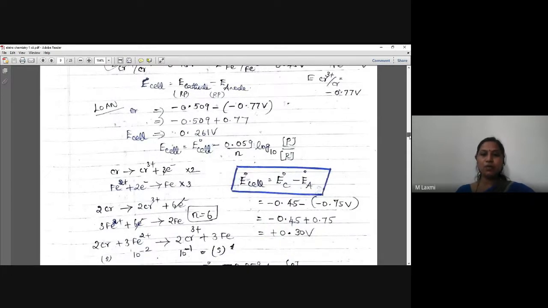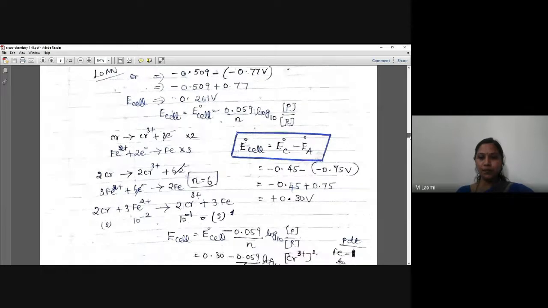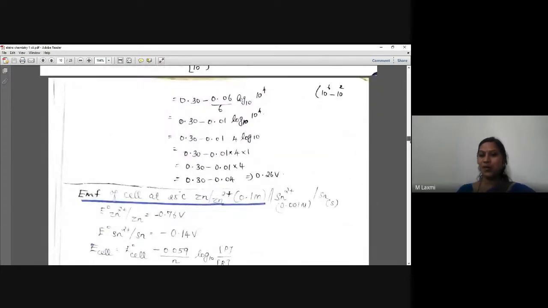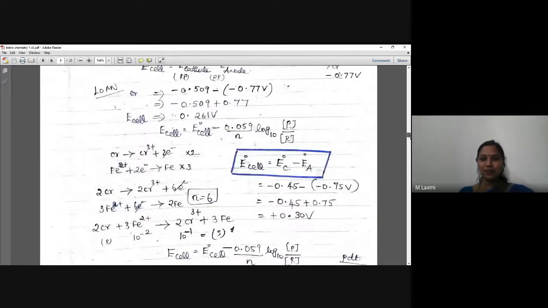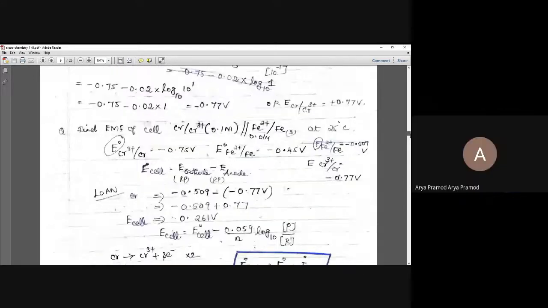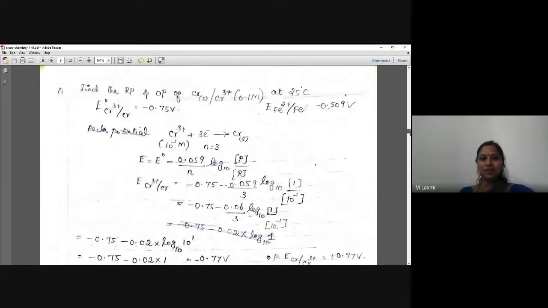That's where we found out, right? E of cell is to be found out, that has to be found out in the numerical. It was the one which I found was 0.26, right? What was the answer which I got? That is also 0.26 only. Ma'am, so does the answer remain the same every time? No, no. This is a continuation of this one.